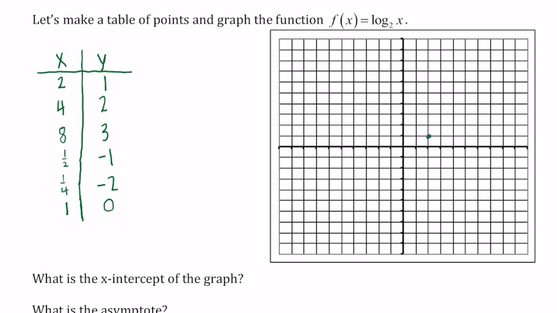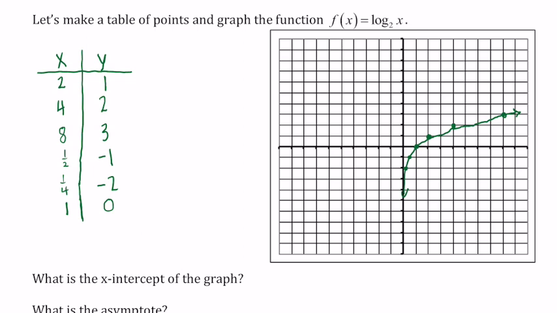We have a point at (2, 1), at (4, 2), at (8, 3), (1/2, -1), (1/4, -2), and (1, 0). You might be able to see the pattern here that the graph will start close to the y-axis and then slowly but gradually keep increasing as you move towards the right. My hand is a little shakier than it should have been, but that approximately gives you an idea of what a logarithmic graph would look like.